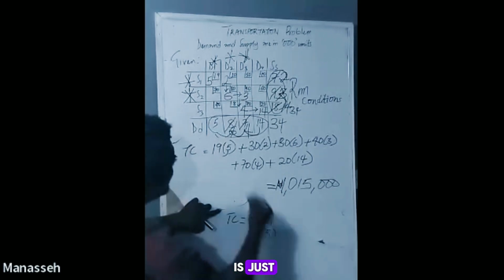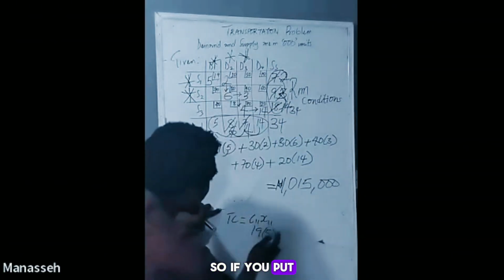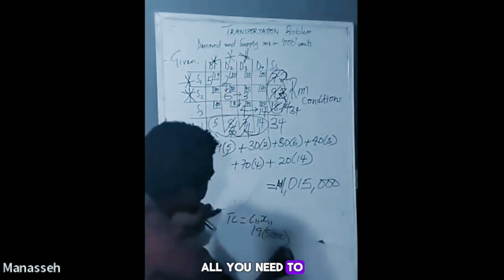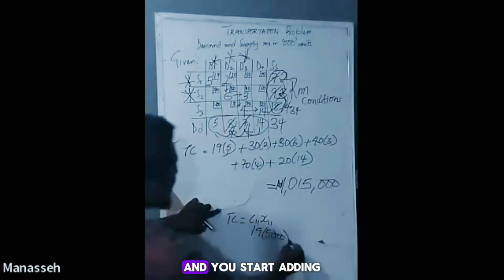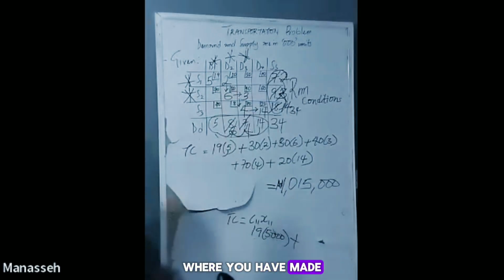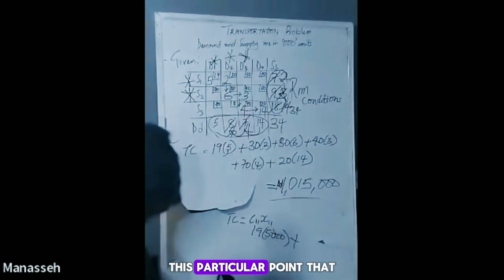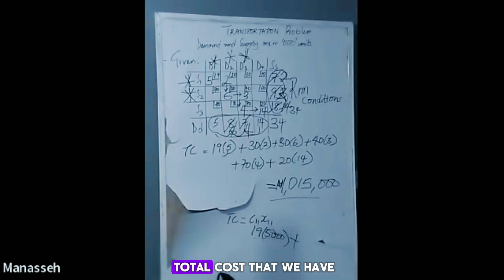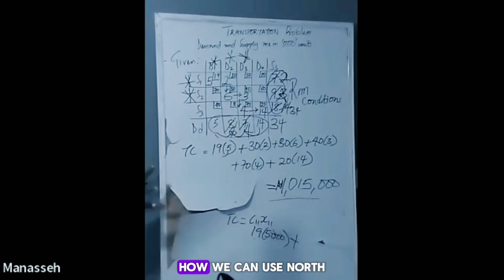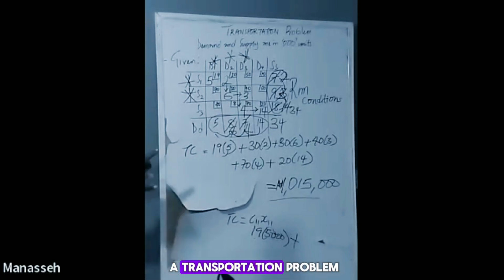So all you need to do is, that 5 means 5,000. Remember we said that it is 1,000. So if you put it in 1,000, all you need to do is multiply it together, and you start adding it up for every other place where you have made an allocation, and that will end up giving you the total cost that we have. So with this, I have been able to explain how we can use the northwest corner method to provide a solution to a transportation problem as we have here.